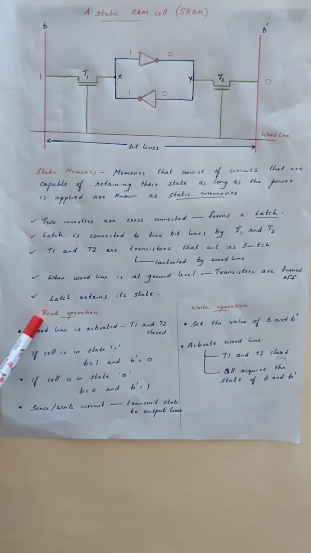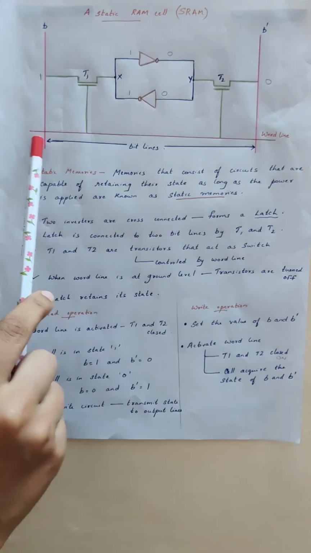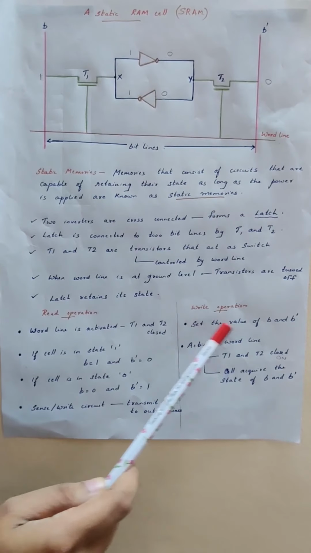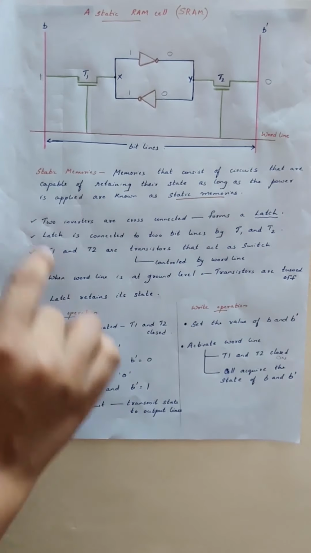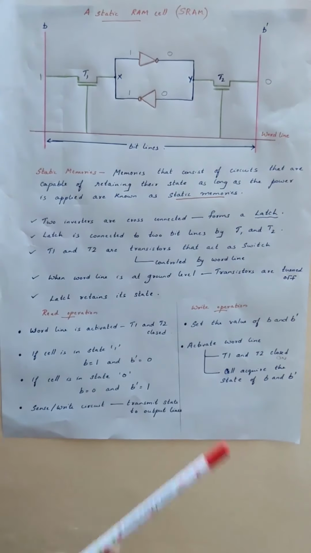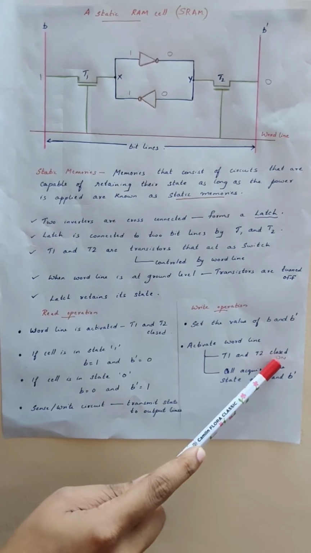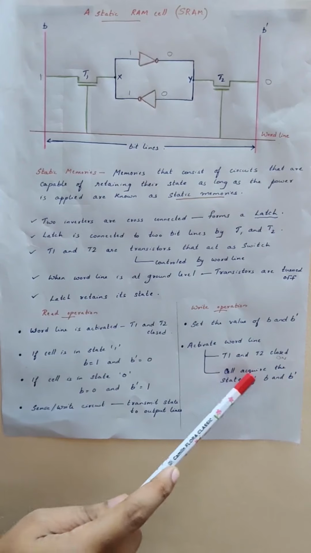So again, I'll brief on the read operation. Word line is activated, T1 and T2 is closed. If the cell is in state 1, that means B will have a value 1 and B dash will have a value 0. If the cell is in state 0, B will have a value 0, B dash will have a value 1. Then the sensor write circuit will sense the bit lines and the data is transmitted to the output lines. For the write operation, we set the values of B and B dash. Whatever value is there on the bus, it is given to B or B dash. Activate the word line, that is T1 and T2 is closed. Closed means these two transistors are on. Then the cell will acquire the state of B and B dash.